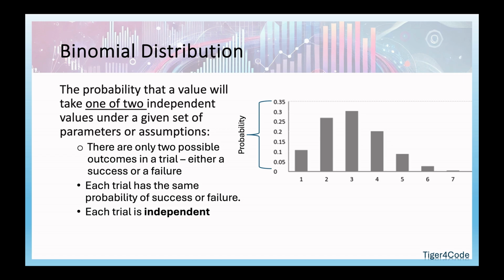Let us look closely at a binomial distribution. The X-axis represents the number of successes, denoted as k, in a given number of trials n. The Y-axis represents the probability of achieving exactly k successes in n trials.